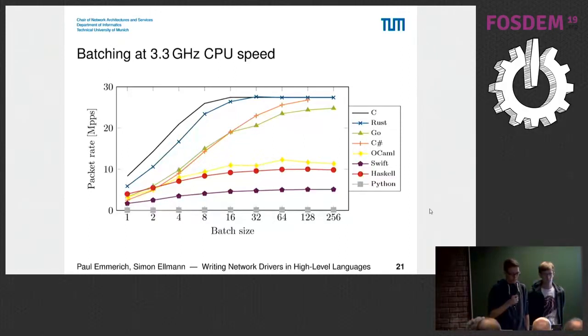Another thing to note is that batch sizes higher than 64 are worse than batch sizes between 32 and 64 because we have more cache misses. But we did not only look at the throughput of our drivers, but as well at the latency. And now I'm going to hand back to Paul to tell you something about our results.